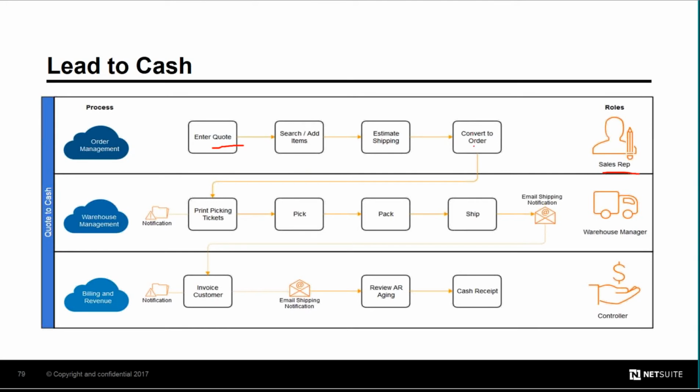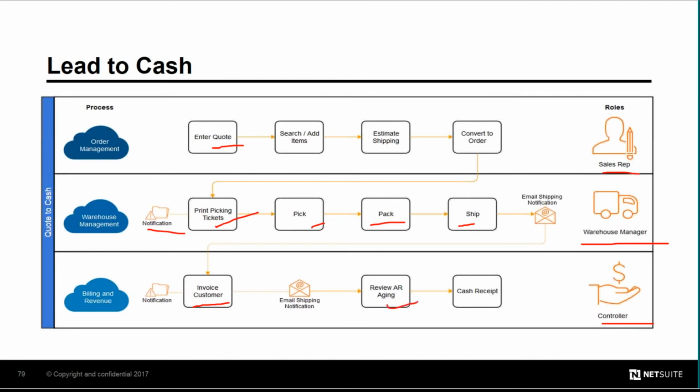Sorry. And after that, it will give a notification to my warehouse manager. My warehouse manager can print the picking ticket, and can do the pick, pack, and ship. Right after it has been shipped, it has a GL impact already. It has an email notification to my controller or AR. Right, I can now create my invoice to my customer.